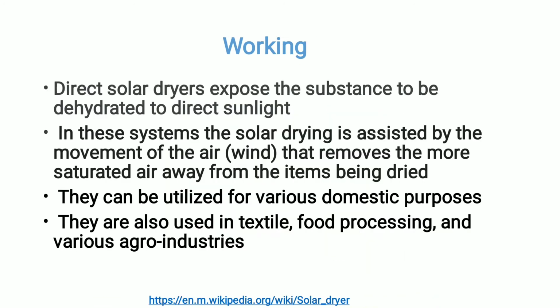Working. Direct solar dryers expose the substance to be dehydrated to direct sunlight. In this system, the solar drying is assisted by the movement of the air that removes the more saturated air away from the item being dried. They can be utilized for various domestic purposes. They are also used in textile, food processing, and various agro industries.